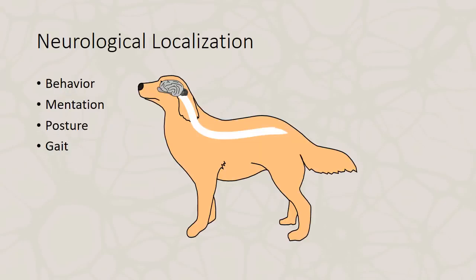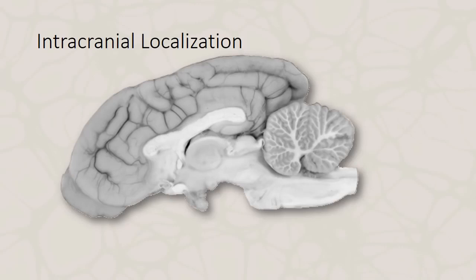So with our neurolocalization, when it comes to observation, we talked about behavior, mentation, posture, and gait. Again, with behavior changes, we're thinking that there's an intracranial lesion. Specifically, we're thinking that there is a forebrain lesion.